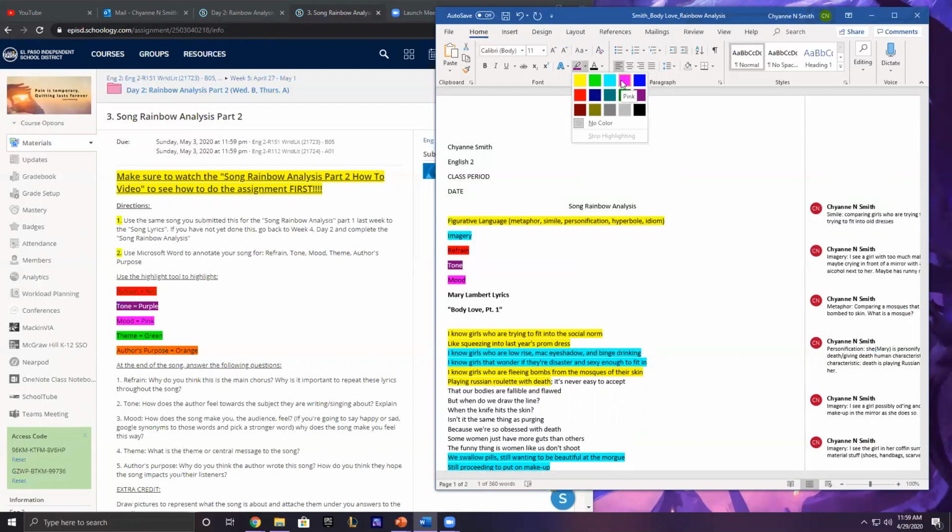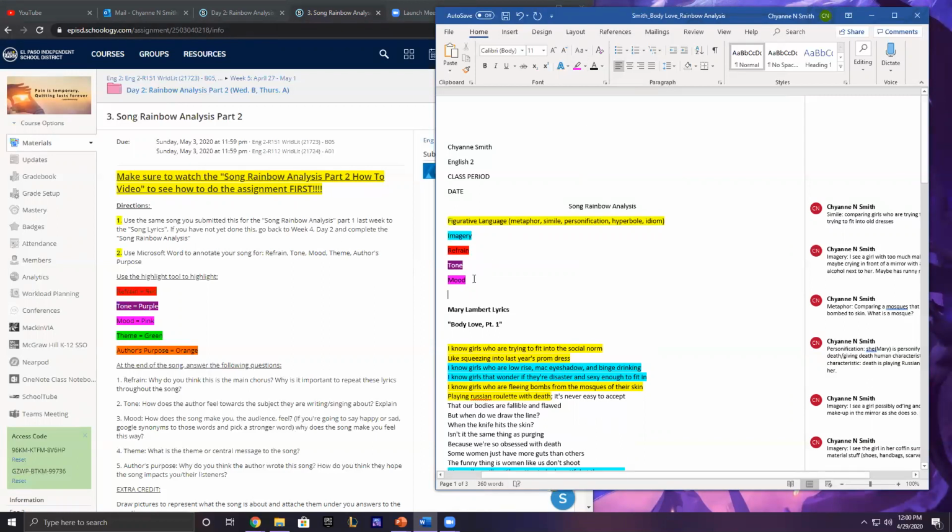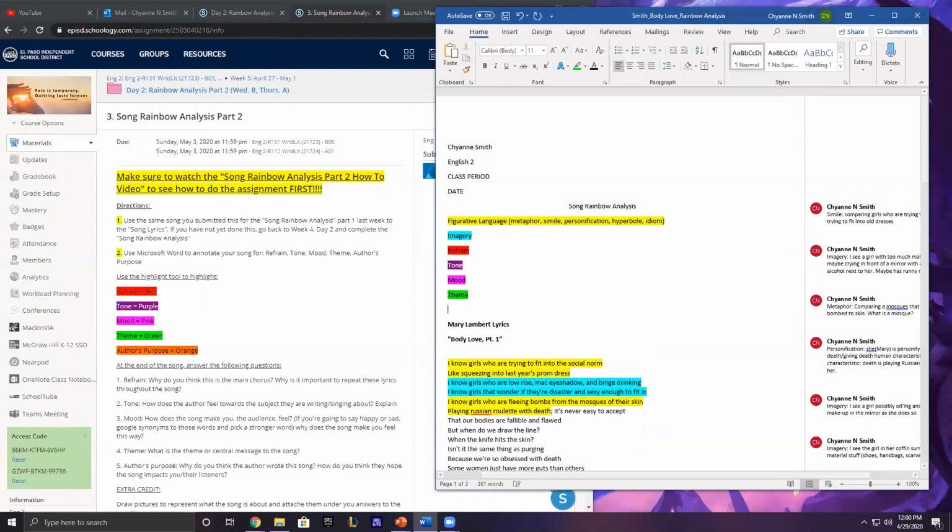This is kind of pink. It's like a magenta. It says pink. And then we're going to do theme in green. And we're going to do author's purpose in orange.